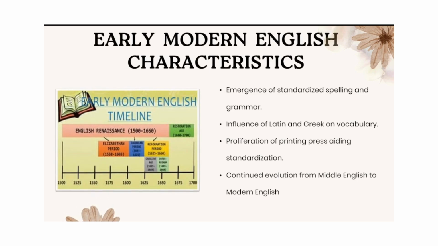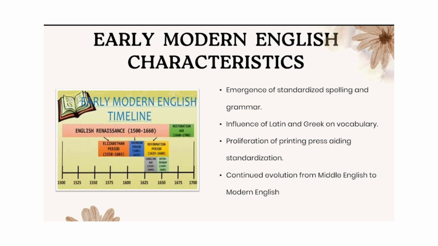Early modern English is characterized by several key features that distinguish it from Middle English and contribute to its evolution into modern English. One of the most significant developments during this period was the emergence of standardized spelling and grammar. Prior to early modern English, English spelling and grammar were not standardized, leading to variations in written text.